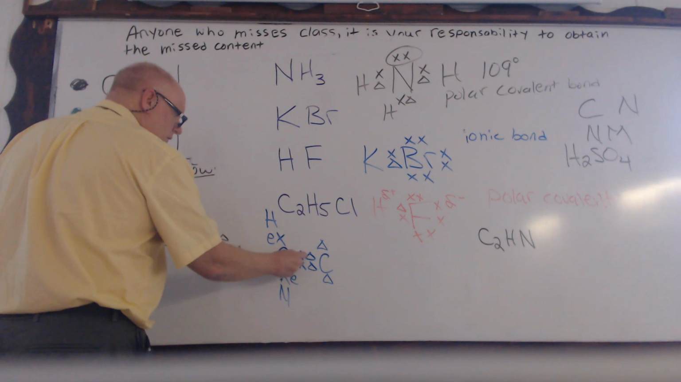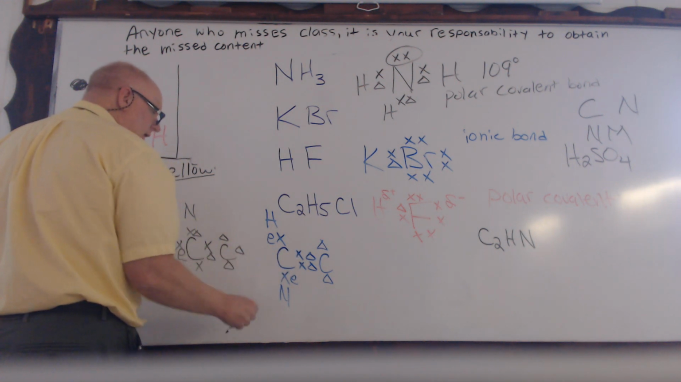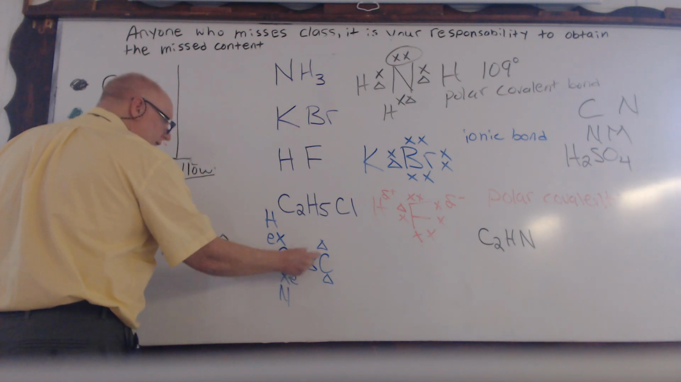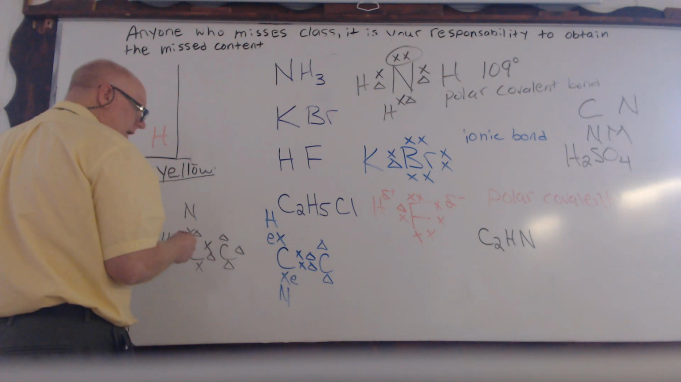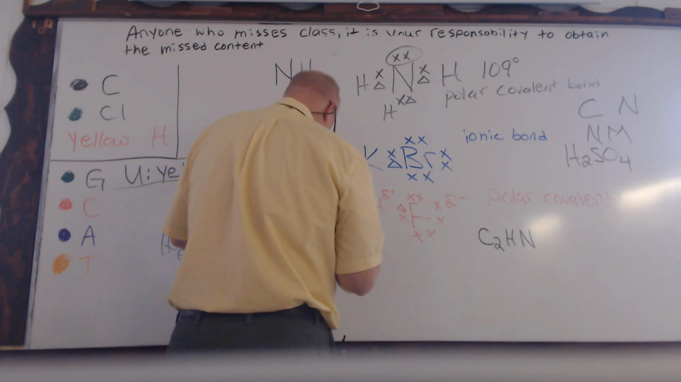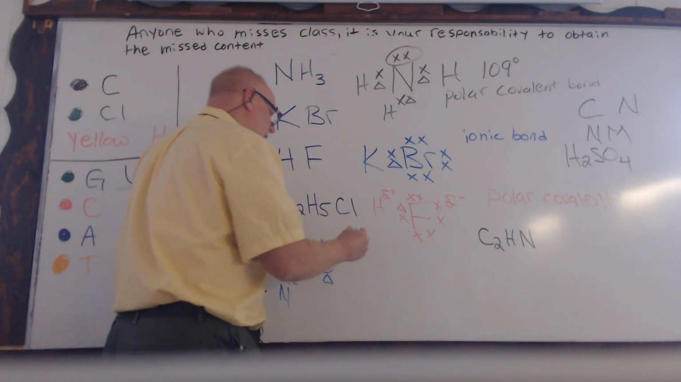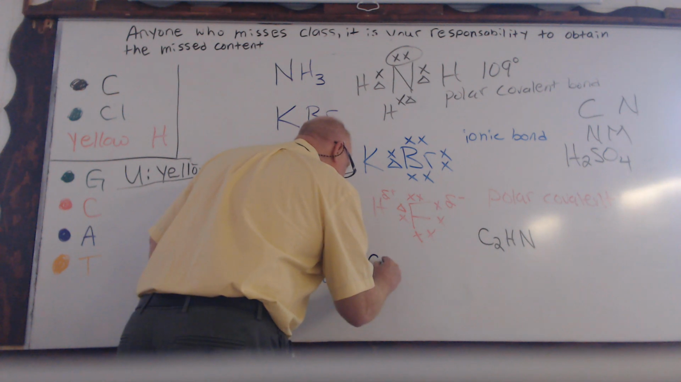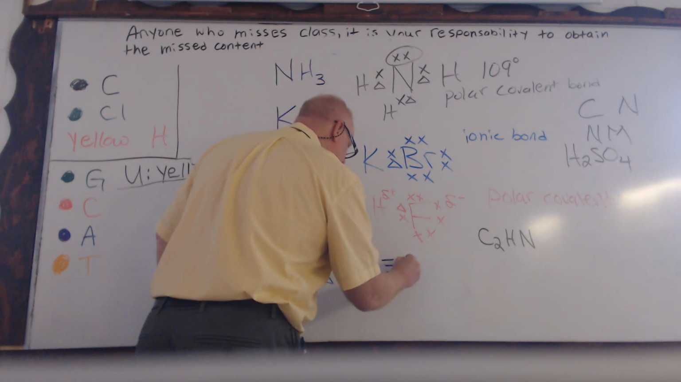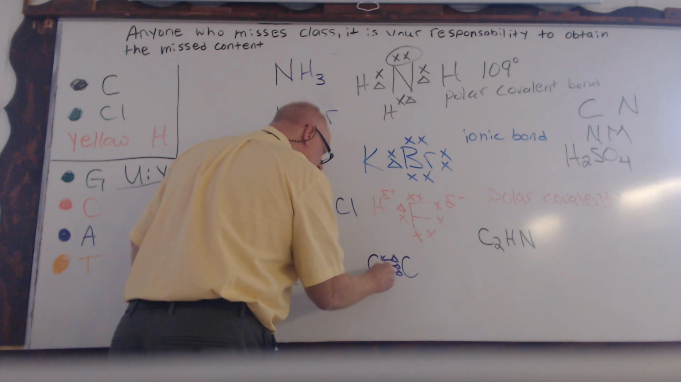Okay, so 2, 4, 6, 8. This carbon has 8 electrons, but this one only has 6. 2, 4, 5, and 6. So you need a triple bond. Okay, so let's try a triple bond then. And then what you're illustrating here again is triangle, triangle, triangle, X, X, X.